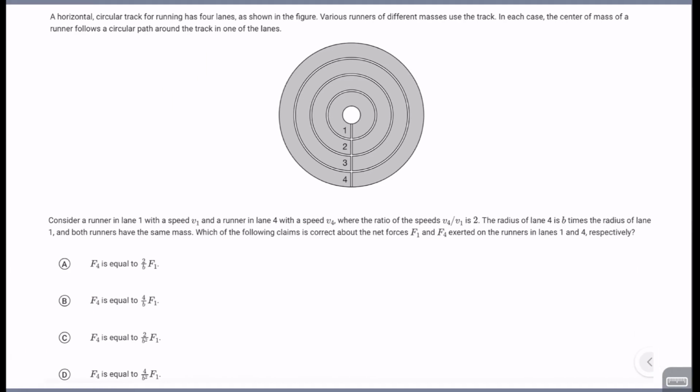And next, let's try to go over this question. A horizontal circular track for running has 4 lanes. Various runners of different masses use the track. In each case, the center of mass of a runner follows a circular path around the track in one of the lanes. Consider a runner in lane 1 with speed v1 and a runner in lane 4 with speed v4, where the ratio of the speed of v4 to v1 is equal to 2.